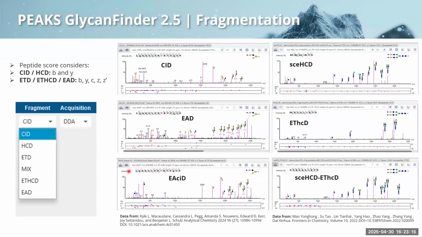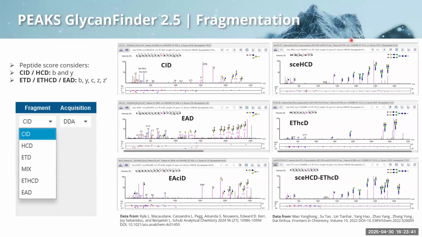And then with a combination of EAD and CID, this hybrid fragmentation mode, you're able to get good peptide backbone fragmentation, a mix of B, Y, and there's a C ion there you can see, and then others that are just smaller that aren't really obviously visible to us without zooming in. But then you also get decent glycan fragmentation.